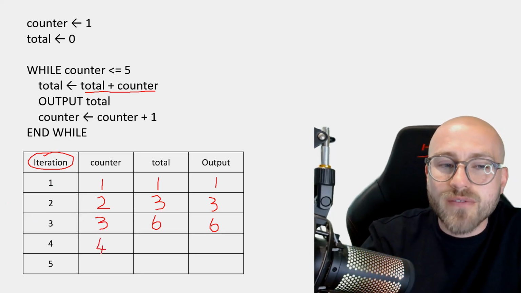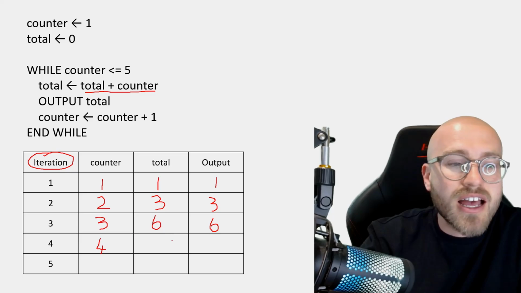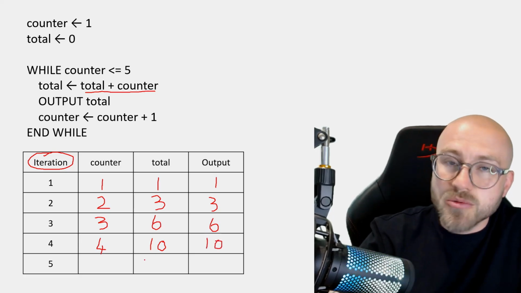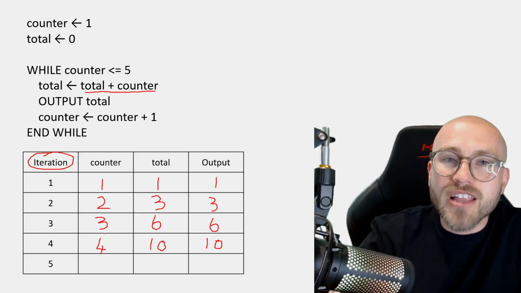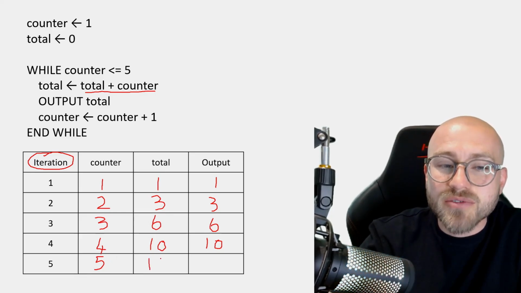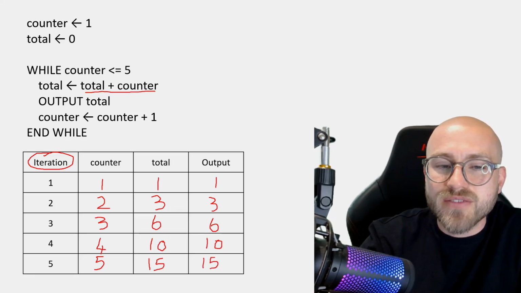We add 1 onto the counter, and then we're on our fourth iteration. The counter is currently at 4. The total of 6 added to the 4 gives us 10, so our current total is at 10, which means my output is 10. We add 1 onto the counter, and then we're on our last iteration. Our counter is at 5. Our total was currently at 10, so it's 10 plus 5, which gives us 15, which means that the output to the user is 15.